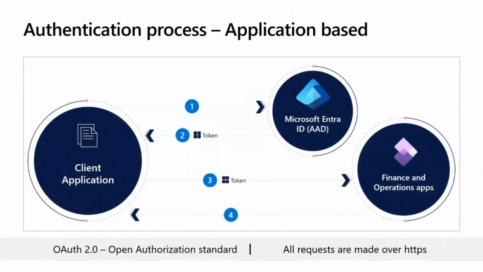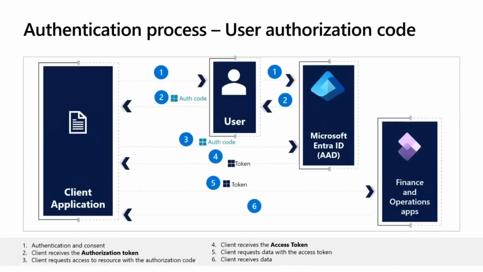So just to take a look, in the application-based authentication, the client application authenticates directly against Microsoft Entra ID with a client ID and a secret, and the response is the token that can later be used to communicate with the Dynamics application. All the requests, of course, are over HTTPS and use the OAuth 2 authorization standard.